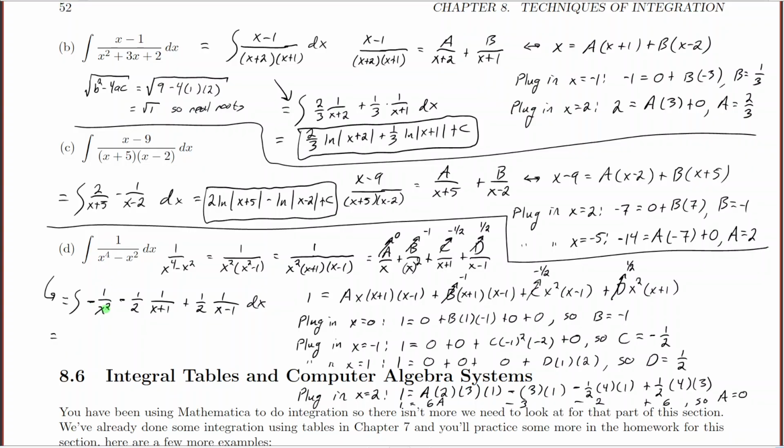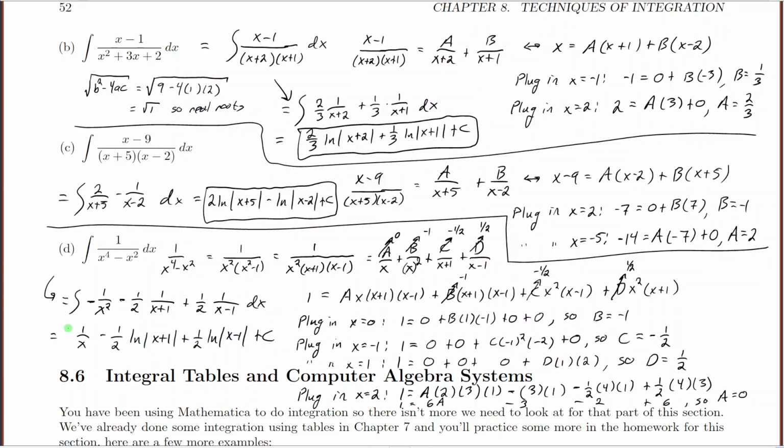This will be an x to the -2, which turns into -1 x to the -2. Integrate that. X to the -1 divided by -1. We'll get a cancellation there, so that just ends up being 1/x. In the end, minus 1/2 natural log of the absolute value of x plus 1, and then plus 1/2 natural log absolute value of x minus 1, plus c to cover everything. And so that'll be our final answer.